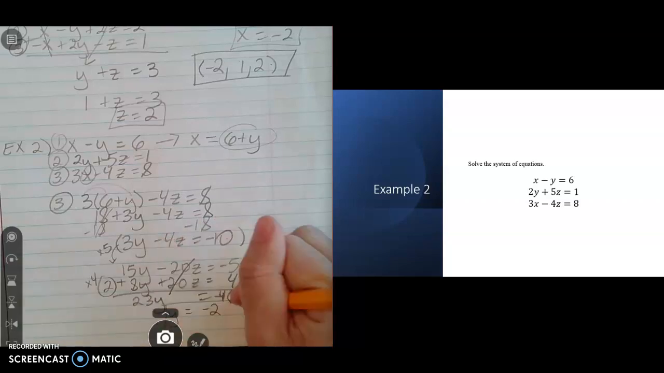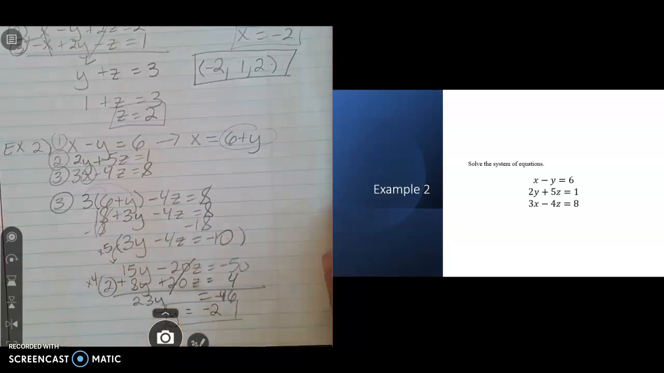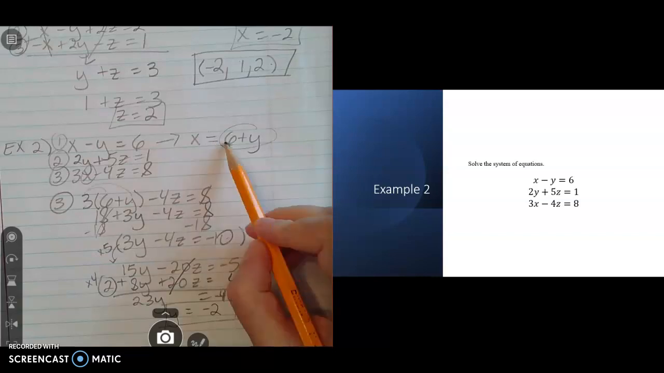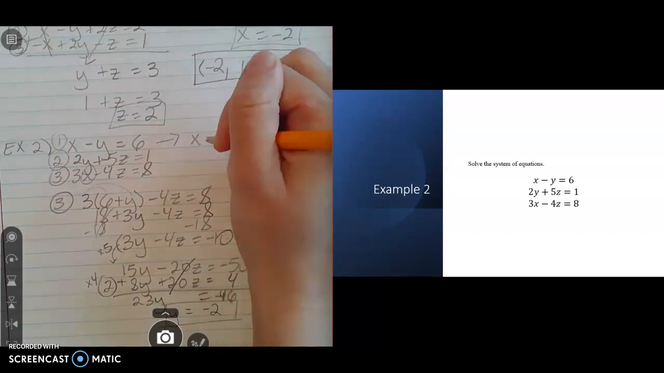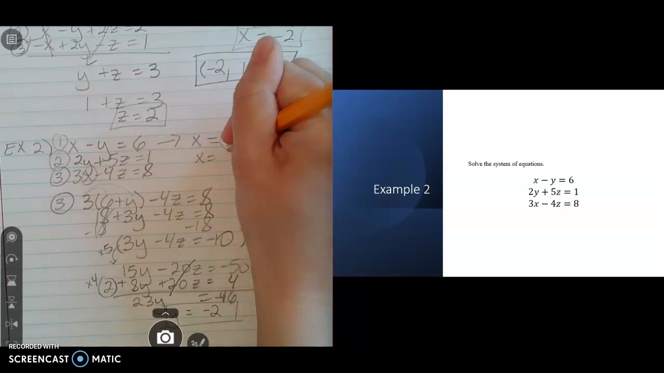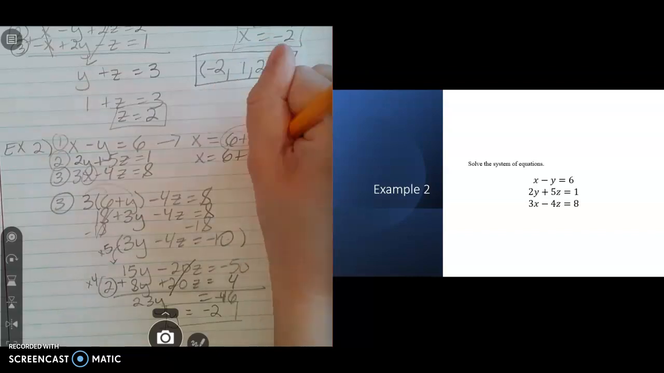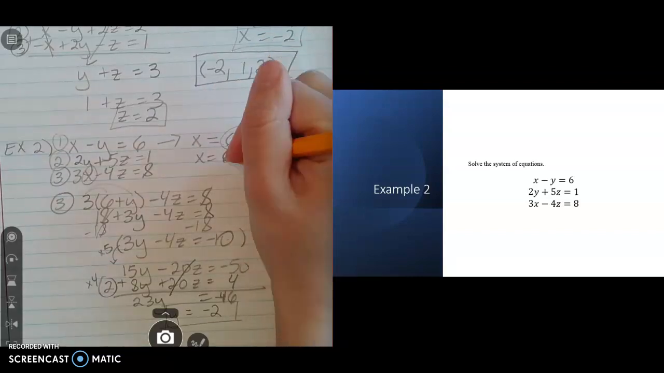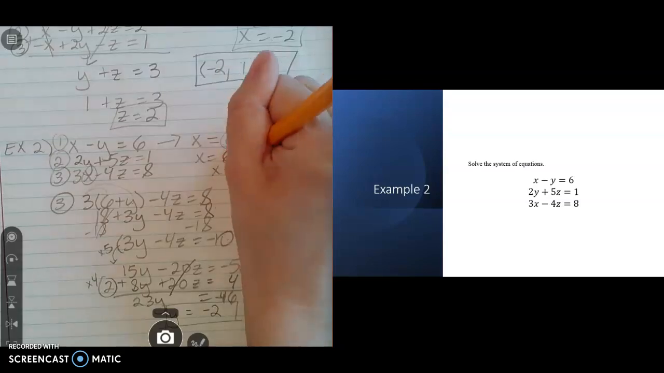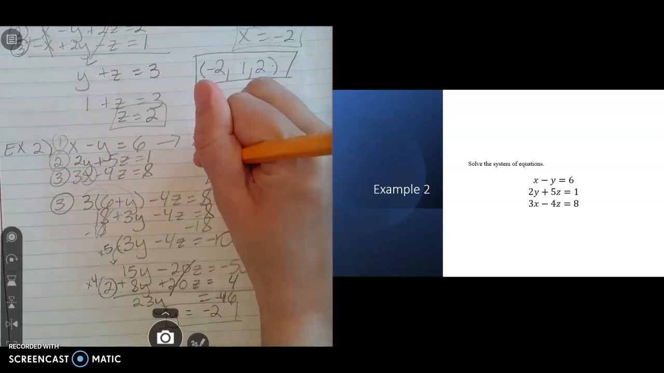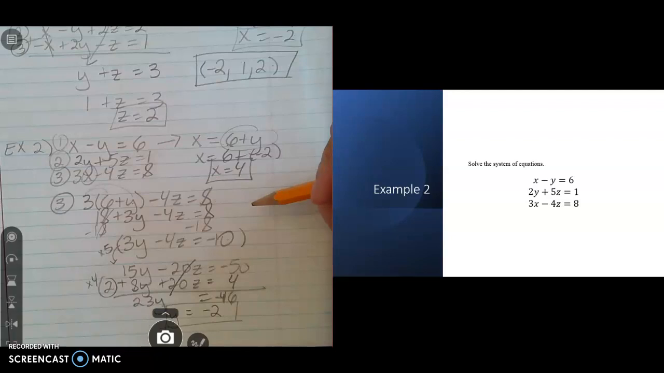So that's good. To get my next variable, I think right up here seems helpful. X equals 6 plus y. So x equals 6 plus y, which we just figured out is negative 2. 6 plus negative 2 is 4, so there's my x. X is 4.